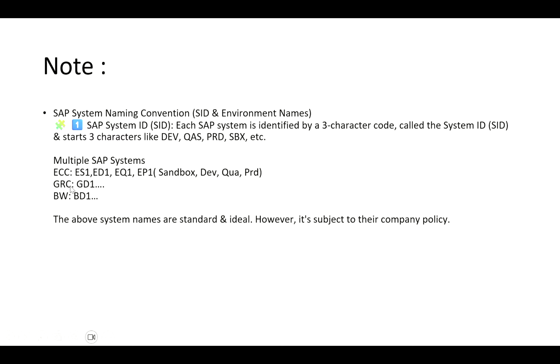So here, if it is GRC, GDE and then GP1, something like that. BW, and the above system names are some standard. It cannot be standard, but this is the ideal thing. Only three characters should be there, and however it is subject to their company policy.